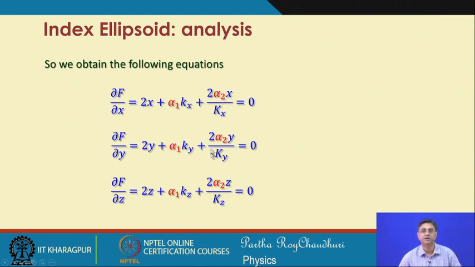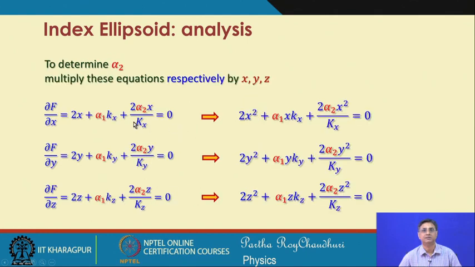Now, we have 3 equations, and the task is to find the values of these unknown constants, that is alpha 1 and alpha 2. And in order to do that, we reorganize this equation: 2x plus alpha 1 k x plus 2 alpha 2 x by k x equal to 0. This equation and the other equations we add them, but before adding we multiply these equations with x, y and z respectively.